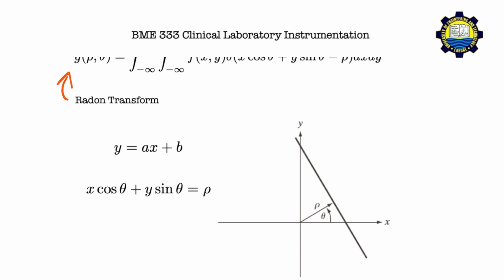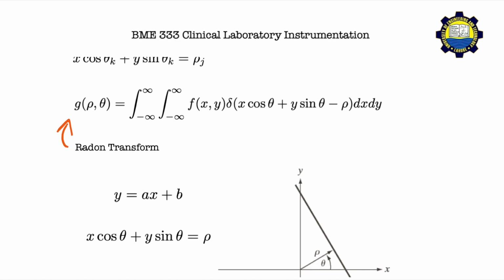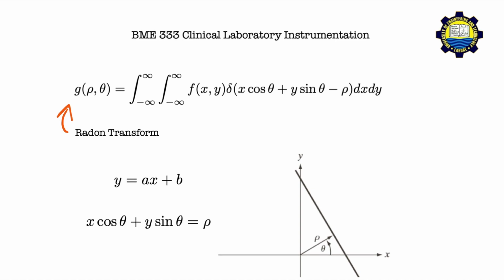Before we understand exactly what the Radon transform is, let's look at the equation of the line: y is equal to mx plus b. Another way to represent this line is x cos theta plus y sin theta is equal to rho, where theta is the angle of the vector that is perpendicular to the line from the origin. And when you look at the Radon transform, this is exactly what's happening here.